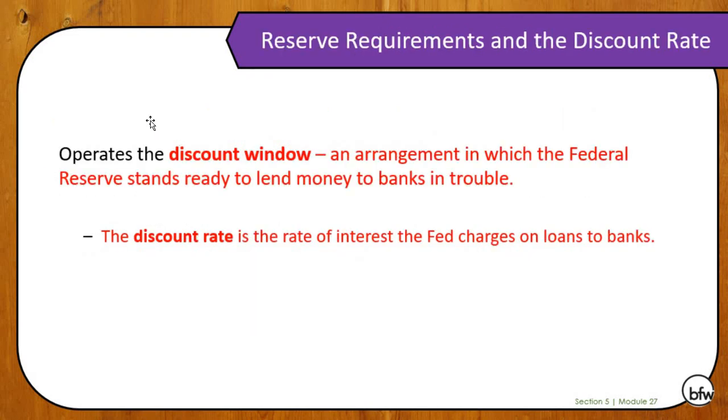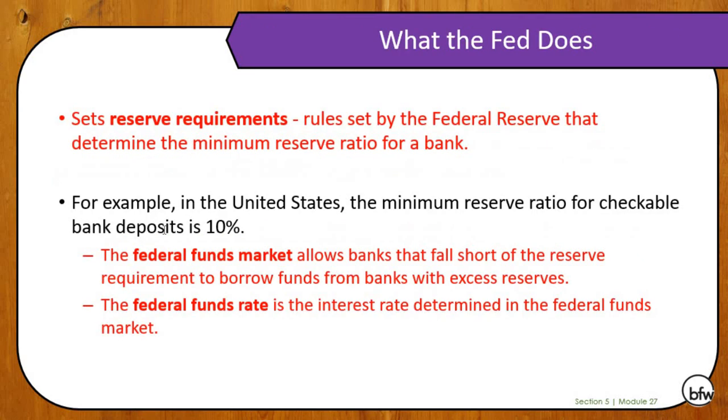the discount window, which, if you remember, is an arrangement in which the Federal Reserve stands ready to lend money to banks that are in trouble. That is a tool of monetary policy. The reserve requirement is a tool of monetary policy, and the reserve requirement is rules set by the Federal Reserve that determine the minimum reserve ratio for a bank. Now, for example, in the United States, the minimum reserve ratio for checkable deposits is 10%.